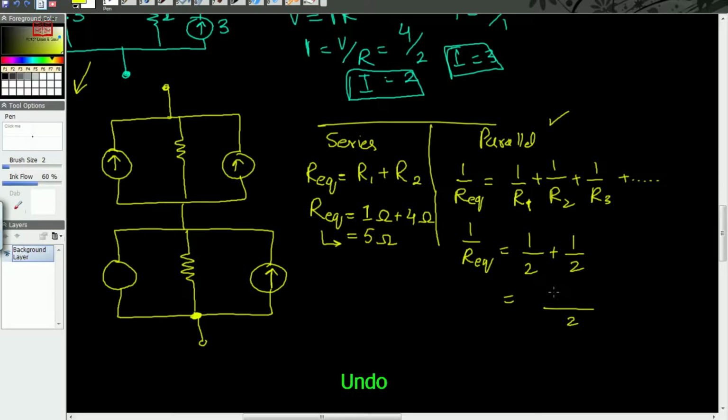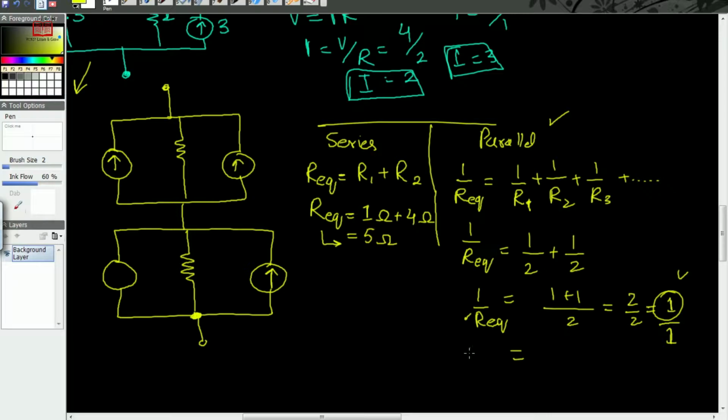Actually, I was looking at the video length, which is increasing, and I have to understand why my video length is going above 30 minutes. This will definitely create a problem for me to upload and render it. Anyway, our 1 over R equivalent value is 1, which is 1 ohm, but it is understood as 1 over 1 actually, and we need the value of R equivalent, not 1 over R equivalent.